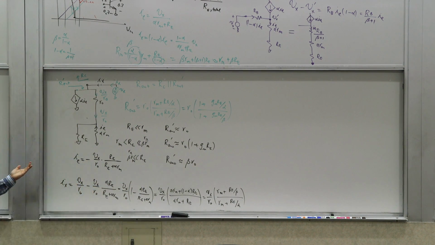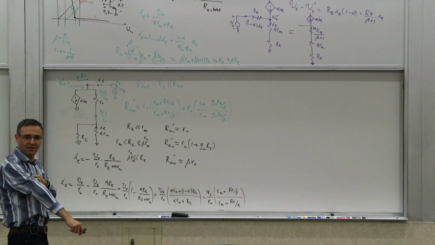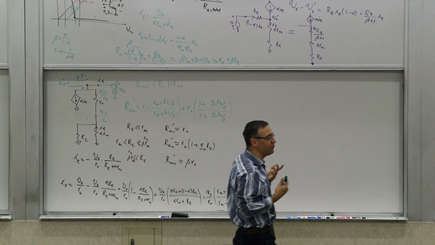And that's the limit, right? If you make Re infinity, it's not going to go above this. So there's a limit it reaches. The output resistance reaches a limit. And you will see, the output resistance is important.